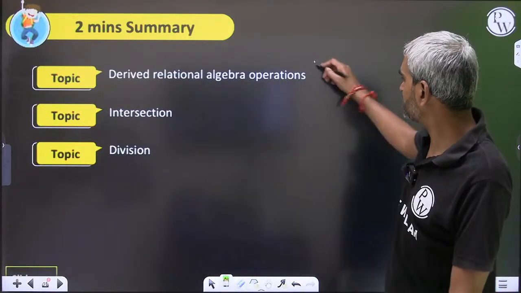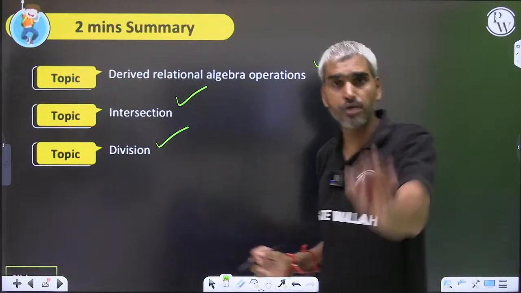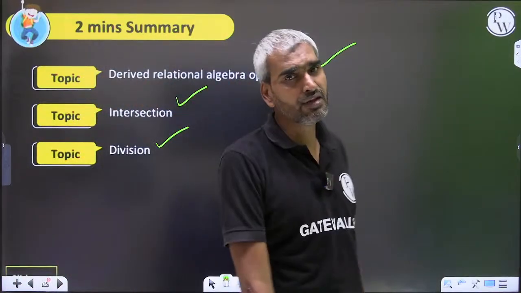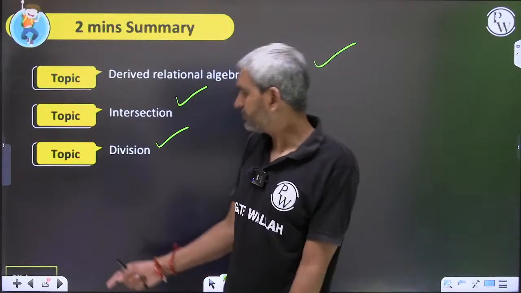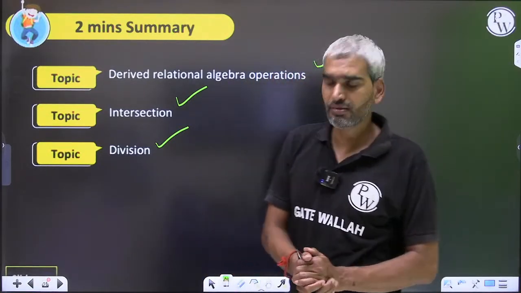So we have discussed some derived relational algebra operations, that is intersection and division. There should not be any doubt in your mind related to division operation. If you have any doubt, you can write those doubts in the comments, or you can send me your doubts.